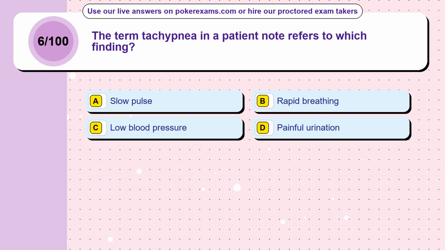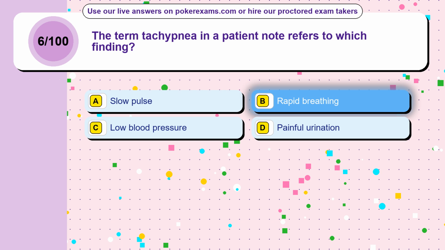Question 6. The term tachypnea in a patient note refers to which finding? Option A. Slow pulse. Option B. Rapid breathing. Option C. Low blood pressure. Option D. Painful urination. The correct answer is option B.